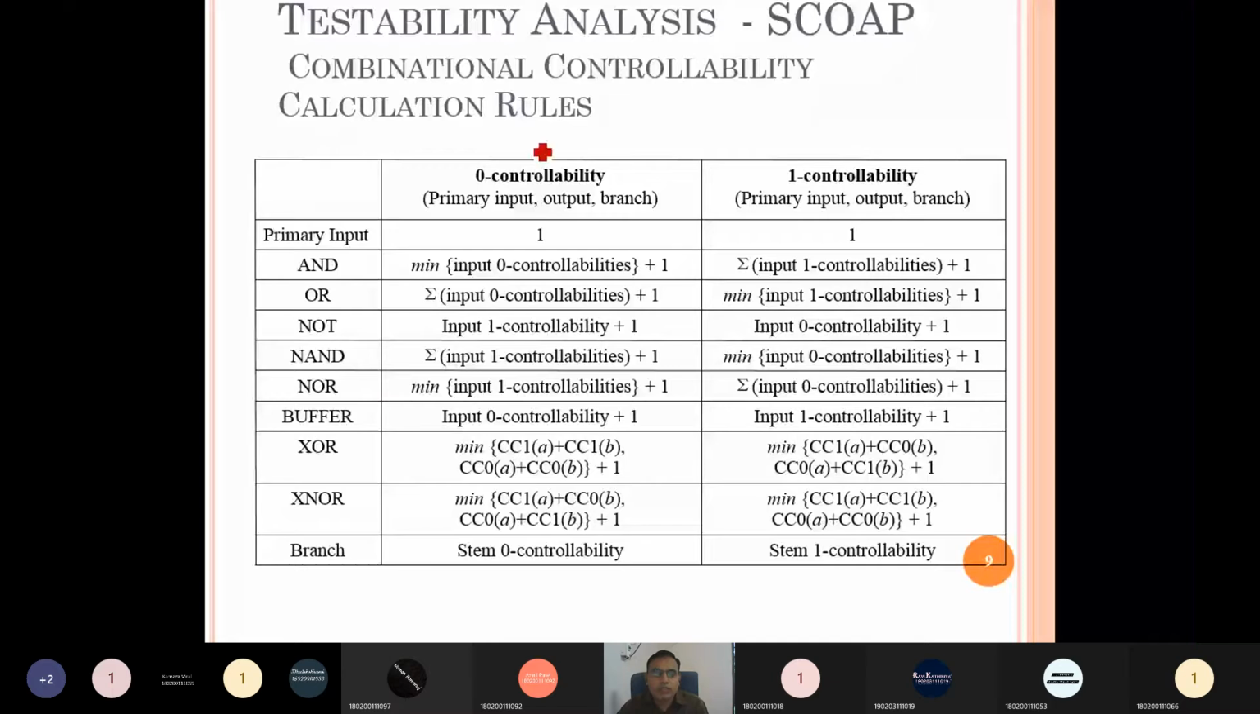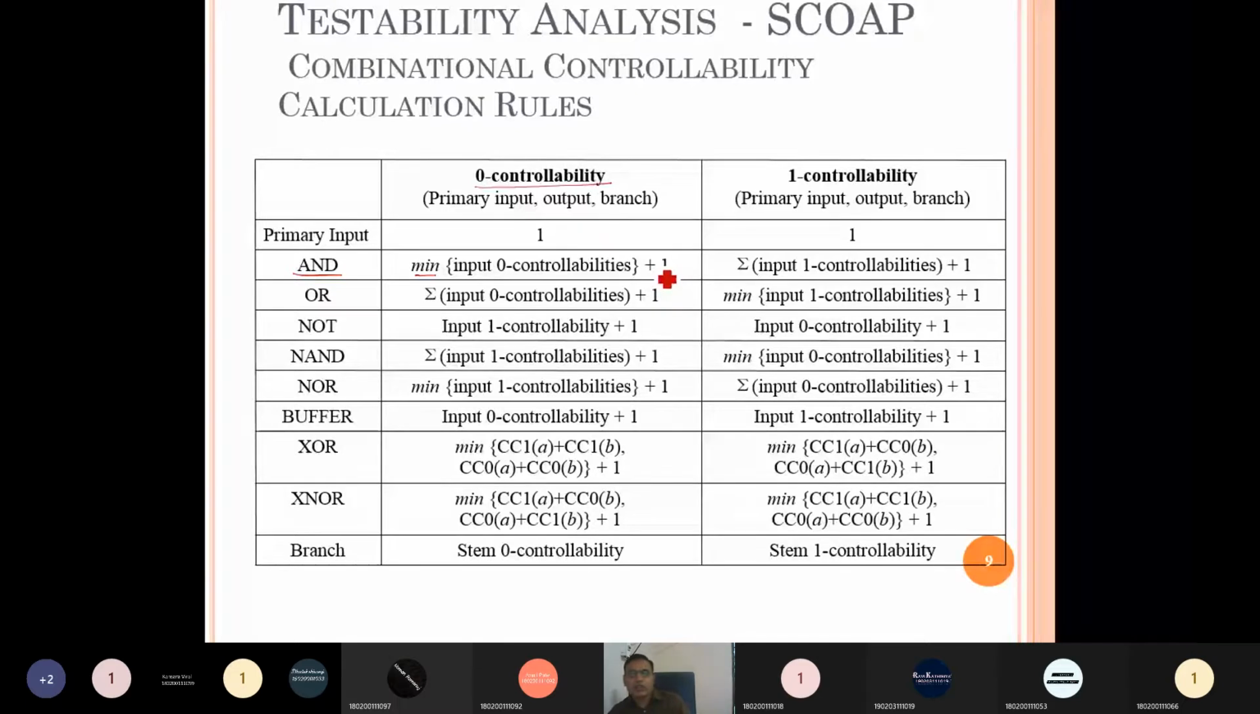So let me explain zero controllability and one controllability of the different logic gates. Testability analysis: the combinational controllability calculation rule for the AND gate. For the AND gate, the zero controllability for the primary input, output, and any branch is the minimum of the input zero controllabilities plus 1. So that is the zero controllability of an AND gate.